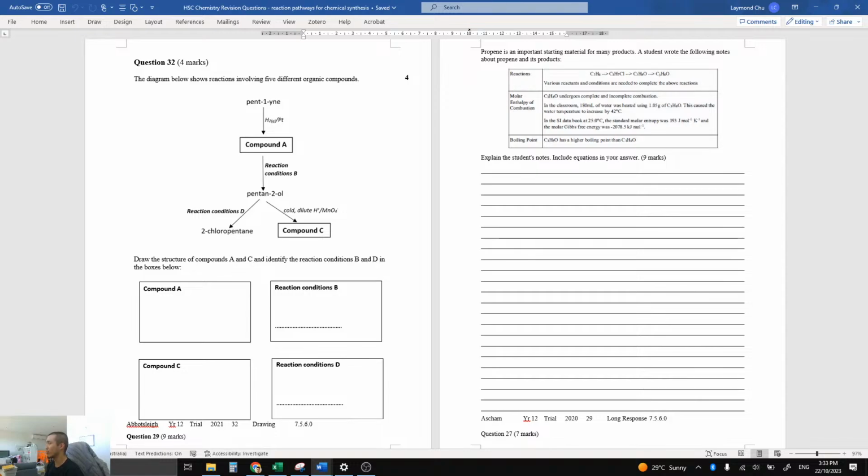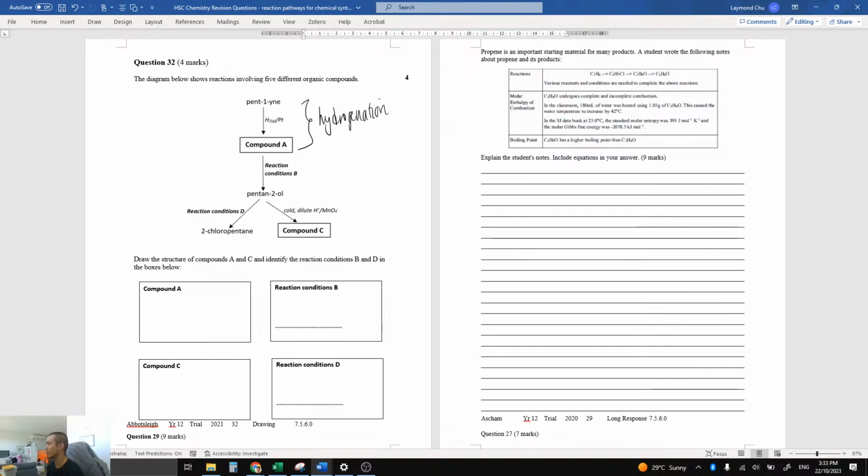Question 32: Pent-1-yne is reacted with hydrogen gas and platinum to give us compound A. This one is a very simple hydrogenation reaction. I don't know if you know the names of the reactions, but here they are for you. Hydrogenation just means I've got a triple bond in this particular case, and I want to break one of those bonds to a double bond, and add 2 hydrogens. So what does that look like?